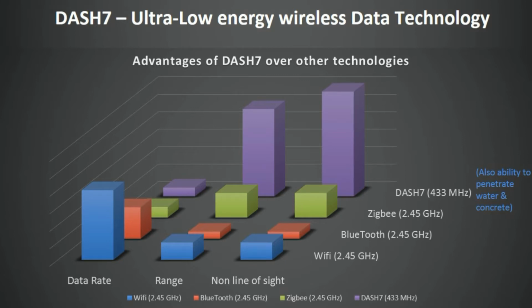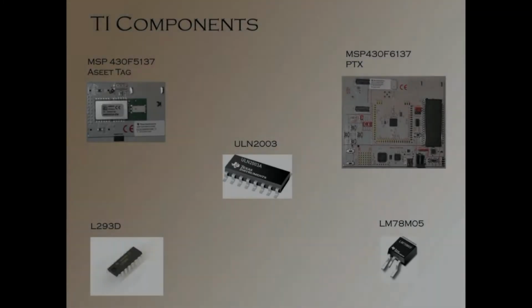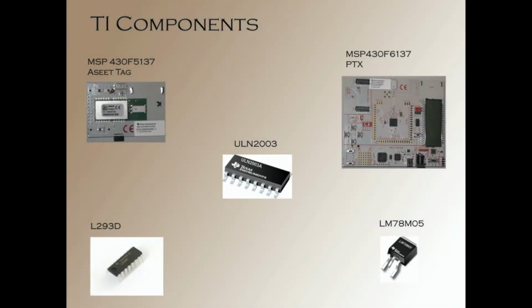-7 has some momentous advantages over other wireless technologies like Wi-Fi, Zigbee and Bluetooth. For range and non-line of sight requirements, -7 shows significant growth compared to others. Additionally, -7 has a good capability to penetrate water and concrete. However, -7 provides a low data rate, but for the asset tracking domain, this is negligible. These are the components we have used in our project.